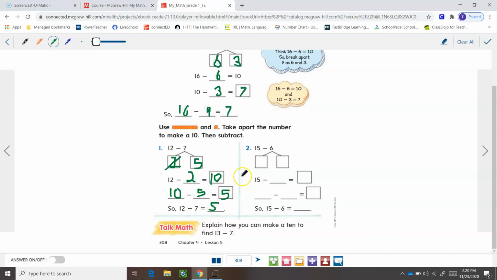Our last one, again, I have 15 minus 6, so I want to take away 5. So 5, and then I need to make a 6. So 5 plus 1 more, I know that equals 6. Now I can make my 10. So 15 minus my 5. 15 minus 5 equals 10. There's my 10 I made. Now I go 10 minus my 1, and that's going to give me 9. So my overall answer, 15 minus 6 is equal to 9.